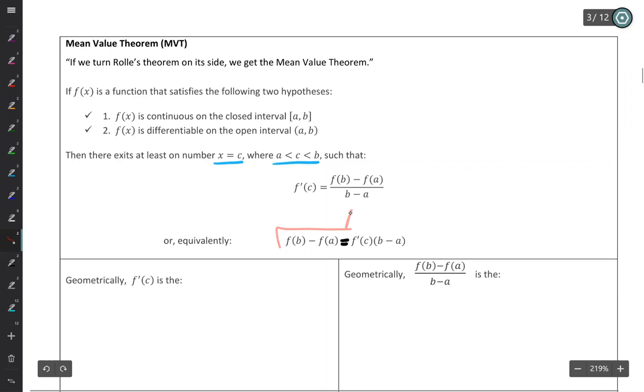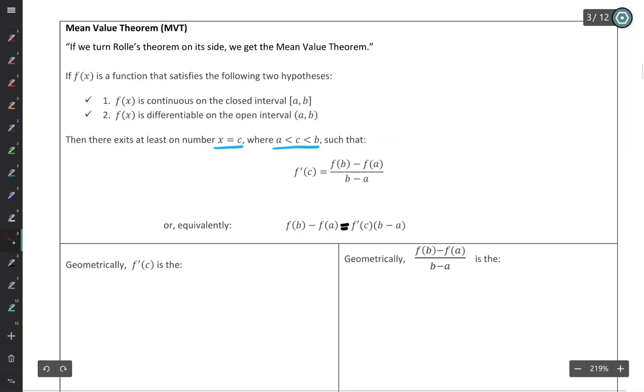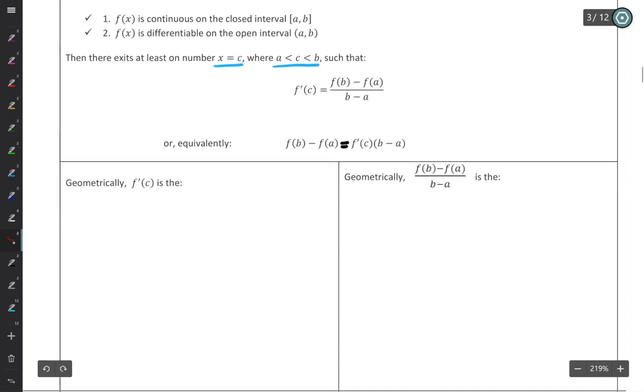This is an equal sign right here. When I printed to PDF, that didn't come through. So on your end, it looks like a subtraction sign. It's an equal sign. Let's understand this graphically, geometrically.